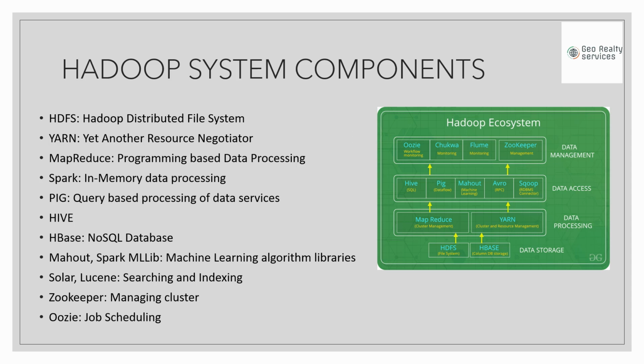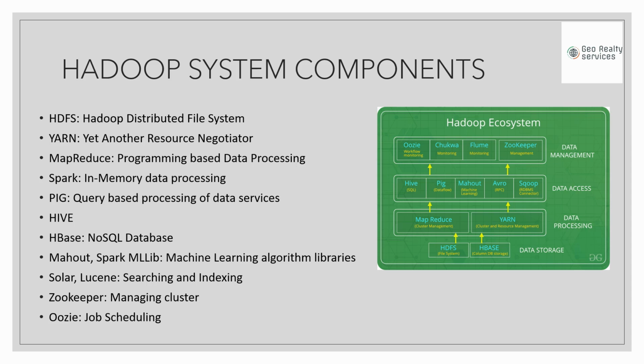HDFS is the primary or major component of the Hadoop ecosystem and is responsible for storing large data sets of structured or unstructured data across various nodes, and thereby maintaining the metadata in the form of log files. HDFS consists of two core components, such as name node and data node.